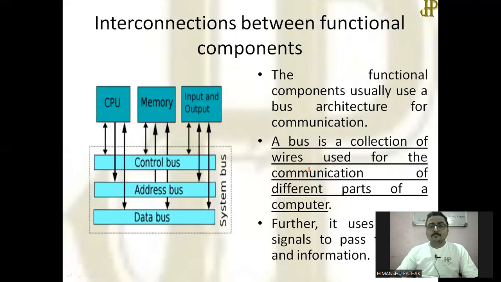Now, this part is very important for 11th class students. Interconnection between functional components of computer system. I already discussed in previous slides what are the components of computer system. Now, how they are interconnected? They are interconnected with some wires, and these wires are special ones, and that special wires are known as bus.